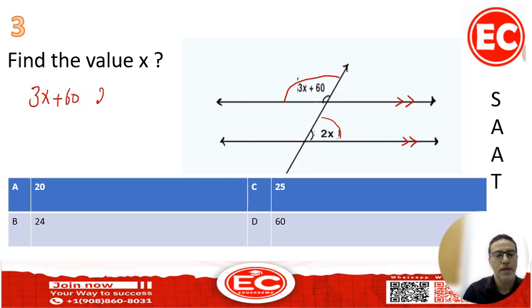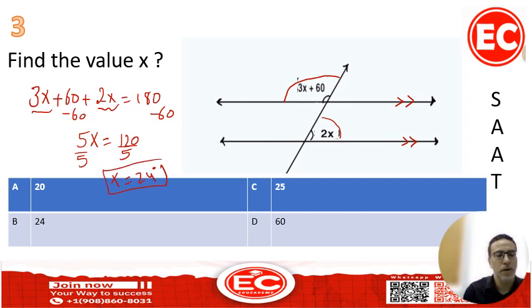Their sum is equal to 180. By subtracting 60 from the left and 60 from the right and adding the like terms, 5x is equal to 120. Dividing both sides by 5, x is equal to 24. So the right answer is B. He may change the values in the next questions, so you should be aware of it. These two angles sum up to 180.